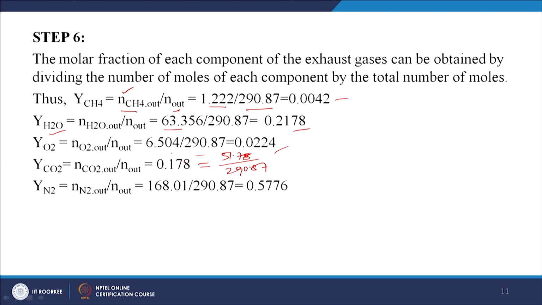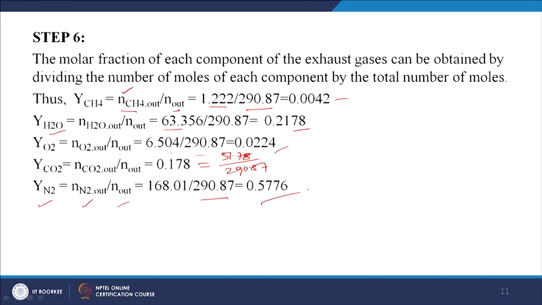That is equal to 0.178. Then we get yN2, which is equal to moles of nitrogen divided by total moles of the outlet stream. So, that is equal to 168.01 by 290.87, that is equal to 0.5776.